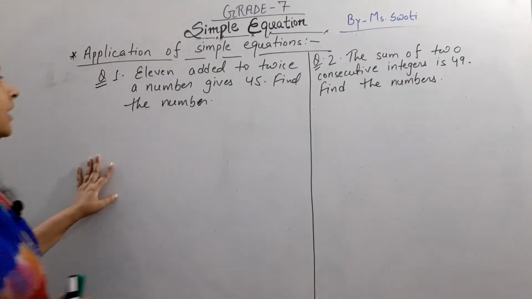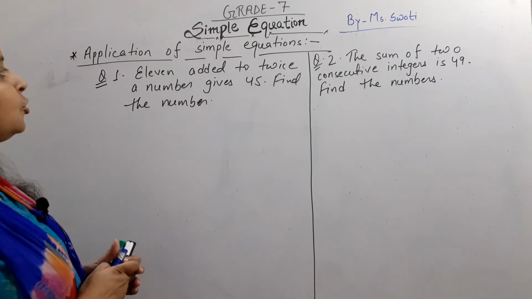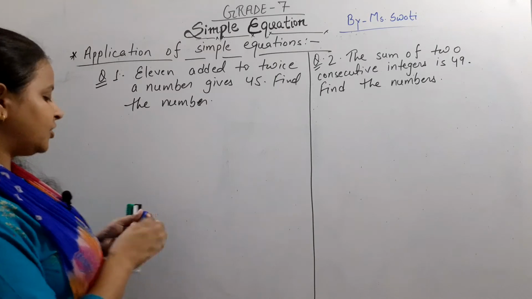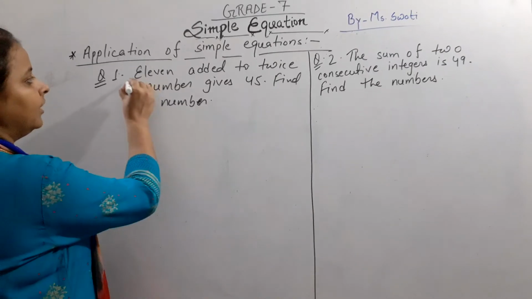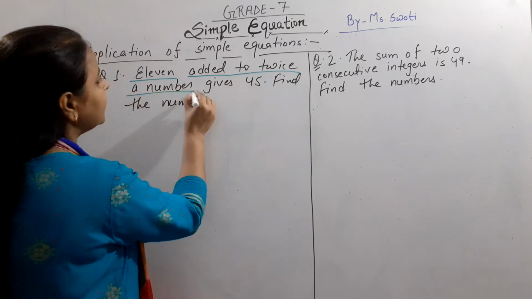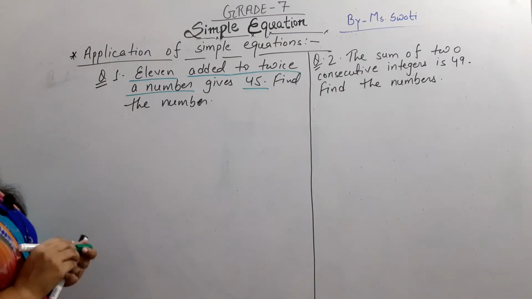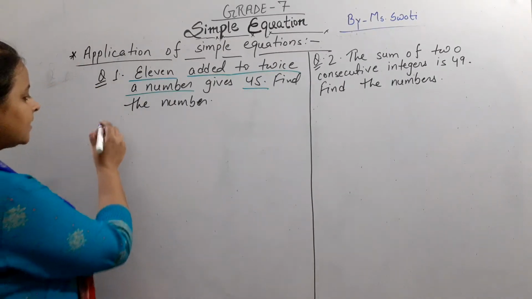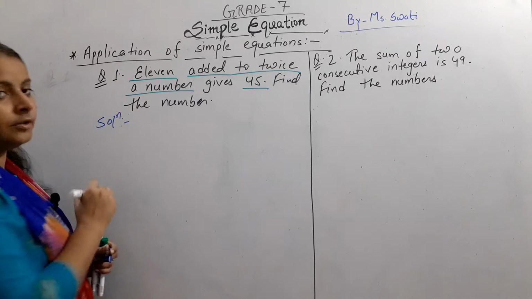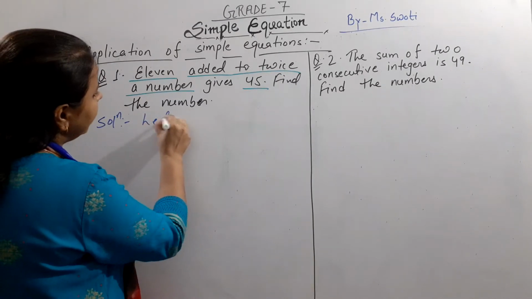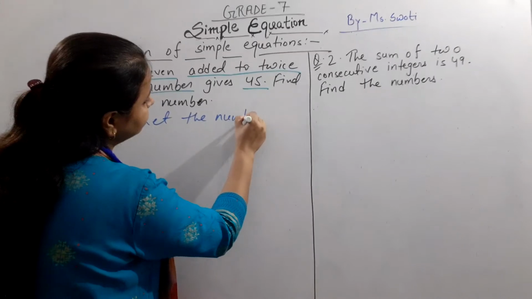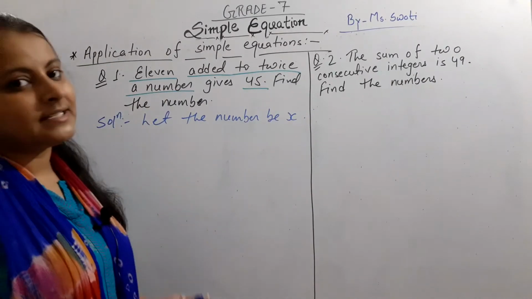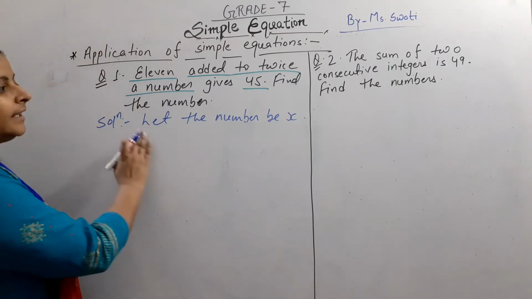So the first question is: 11 added to twice a number gives 45, find the number. Here the question is 11 added to twice a number gives 45. So the number is unknown. What we have to do first is take the number as a variable. Let the number be x. Okay, we can take any variable: a, b, c, x, y, z, any. So let the number be x.